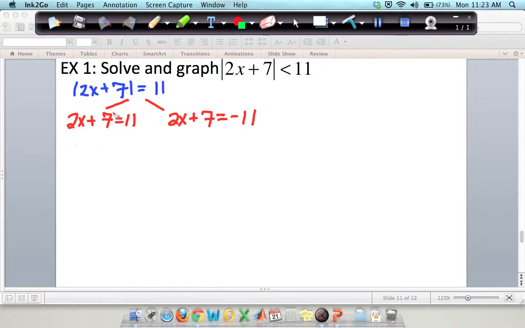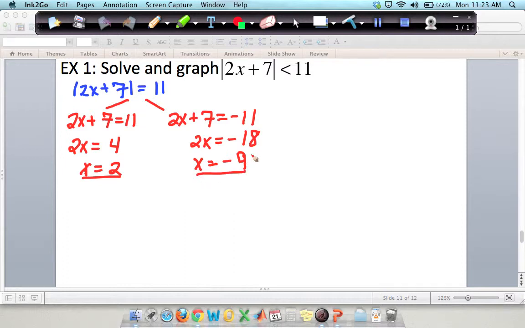I'm going to subtract 7 from both sides, and I'm going to get 2x equals 4. Divide by 2, and I get x equals 2. So that's my first boundary point. Over here, I'm going to subtract 7 from both sides, and I get 2x equals negative 18. Divide by 2, and I get x equals negative 9. That's my second boundary point.